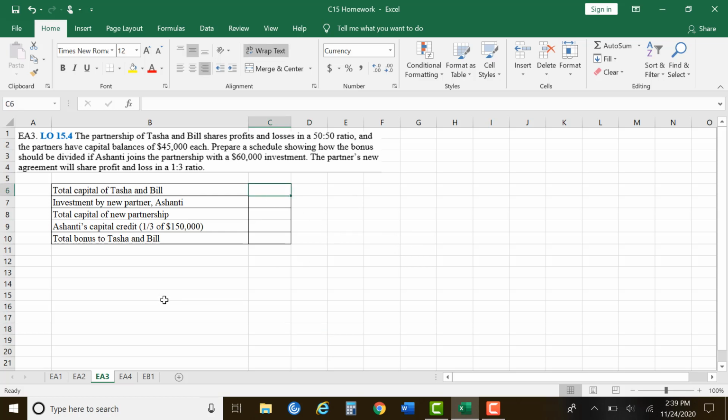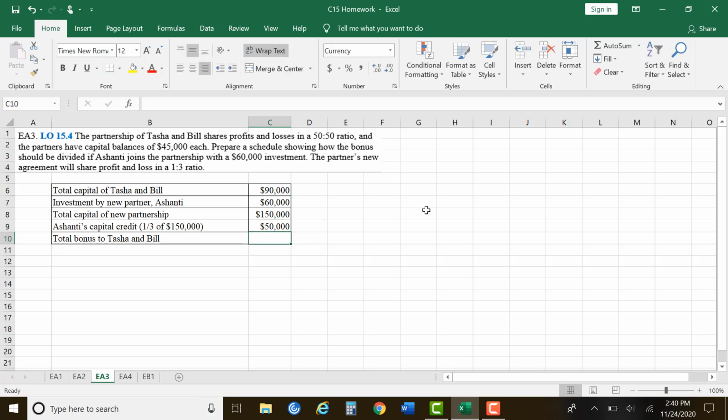So, the total capital of Tasha and Bill says each partner has capital balances of $45,000. So their capital balances together are $90,000. The investment by a new partner is $60,000. So then the total capital of the business is $150,000. Ashanti's capital credit, which is 1/3, 1-to-3 ratio, 1/3 of $150,000 is $50,000.